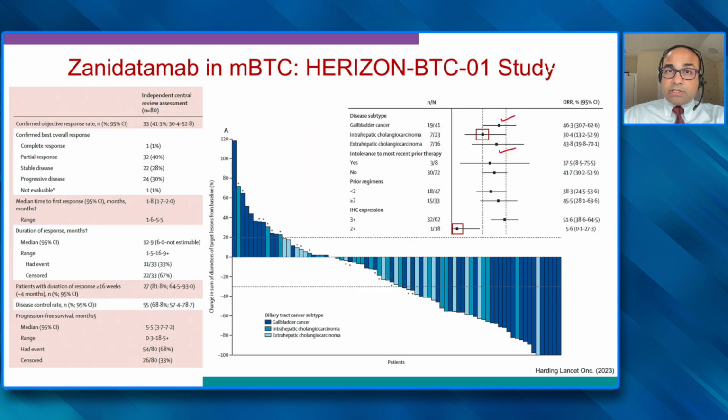You can see a promising response rate of about 41.3% in a treatment refractory population, which would otherwise have no standard of care, with median duration of response lasting nearly 12 months. You can see that the responses were similarly seen across gallbladder and extrahepatic cholangiocarcinomas. There were slightly lower responses in intrahepatic cholangiocarcinomas, and the greatest group that benefits are the ones that have IHC 3+ or highly overexpressed HER2 tumors.